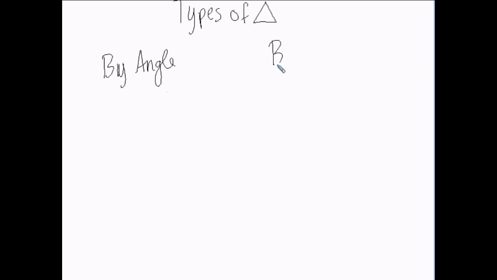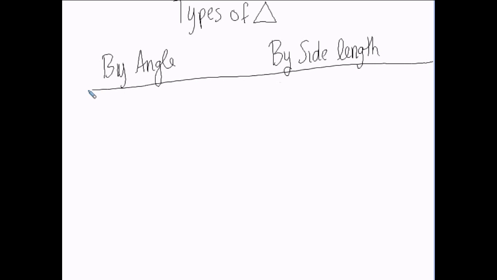We're going to talk about types of triangles. Okay, so you have by angle and then by side. And then you can have a combination of the two. Actually, let me paste this in.